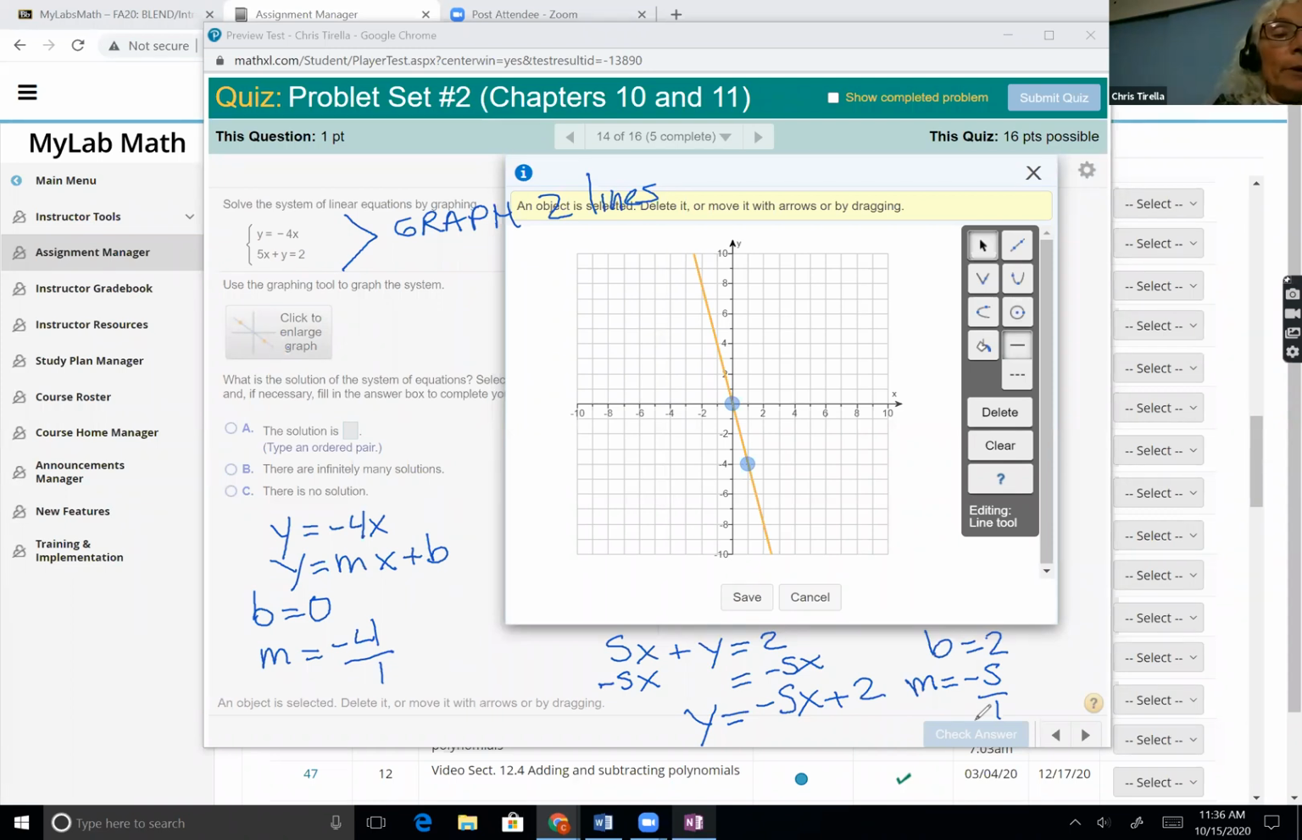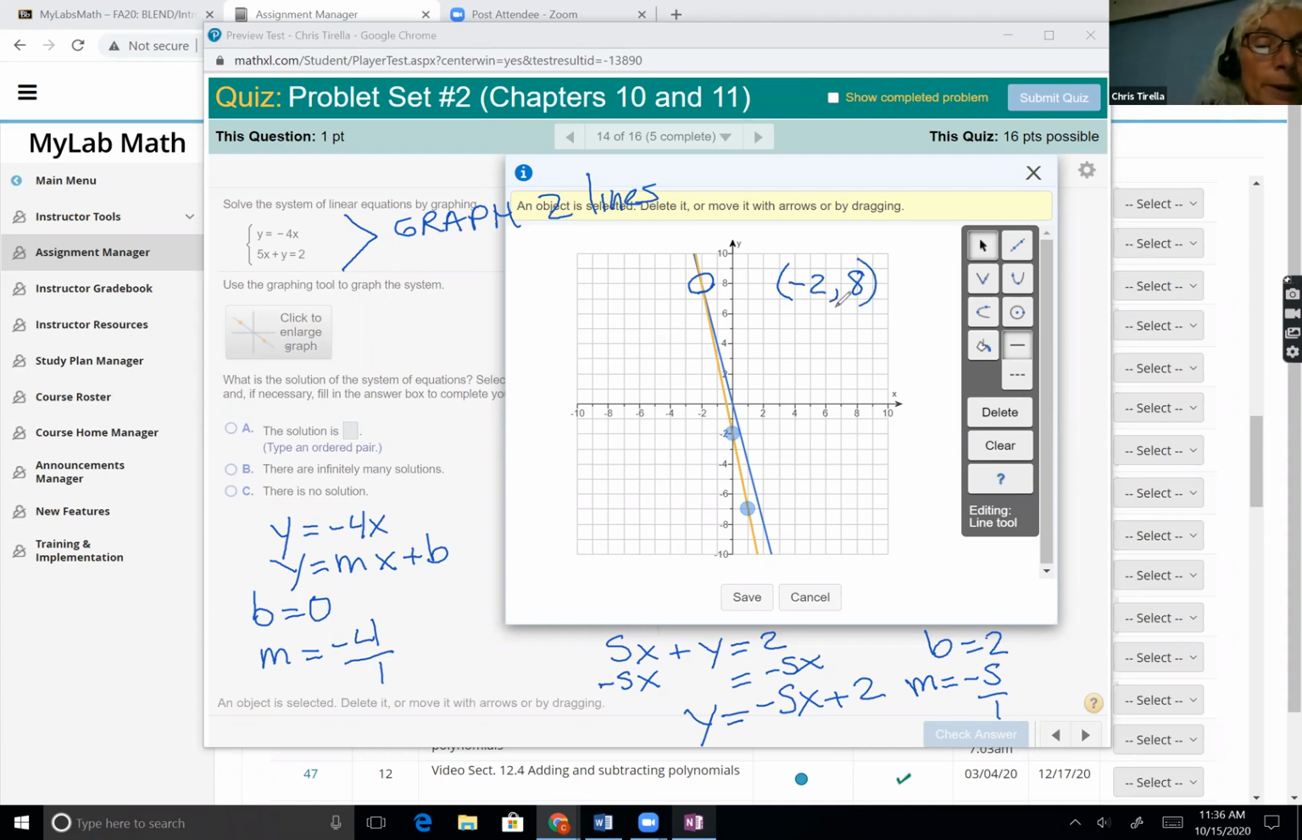So I'm going to turn back into a mouse. I'm going to pick my line tool. I begin at negative 2 on the y-axis. This time I go down 5, 1, 2, 3, 4, 5 over 1. And my solution is where my two lines cross. And looking at this picture, it looks to me like my two lines are crossing right here. And so that looks like my solution is the point negative 2, 8.